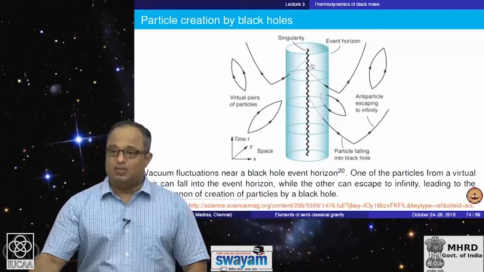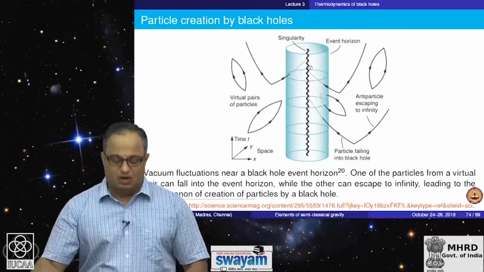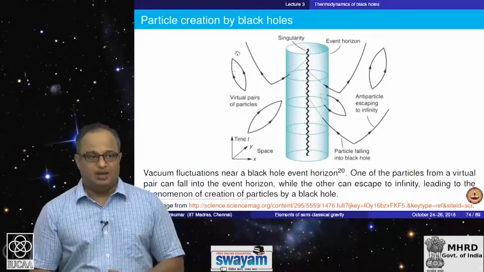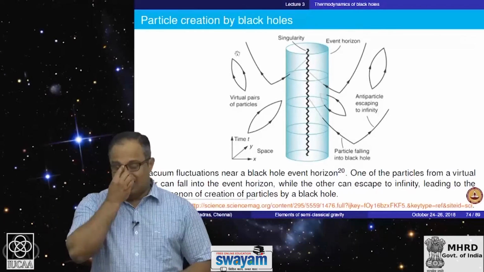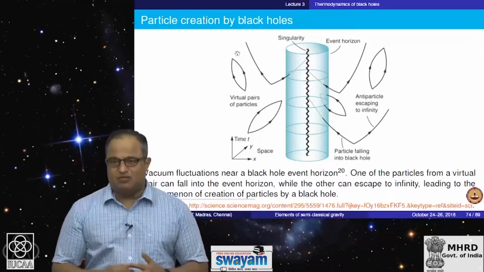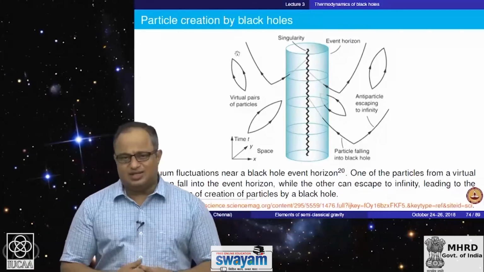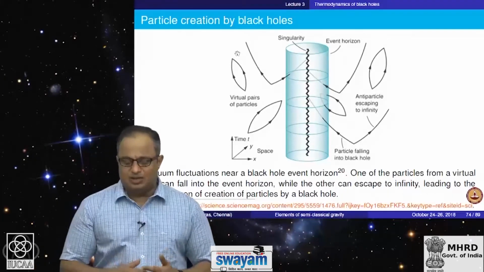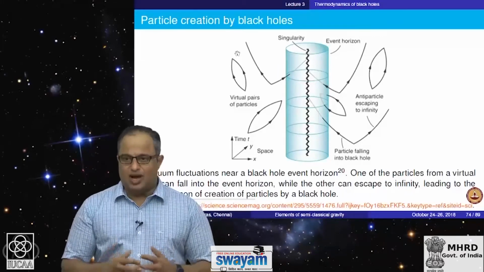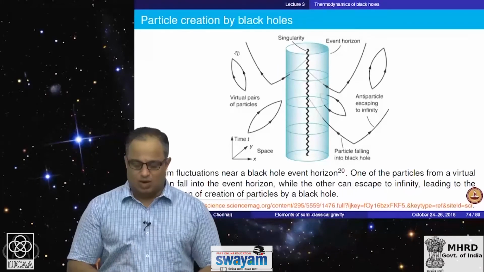one part of a pair can fall into the black hole and the other can emerge to infinity. This is a rough picture of what Hawking radiation is, and it is a reasonable picture, and I will try to provide a clearer picture as we go along.